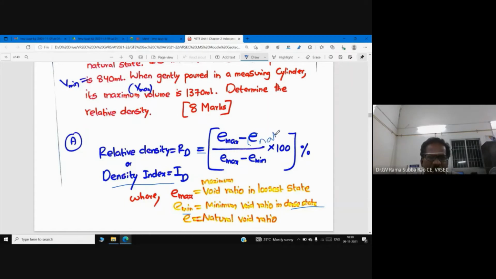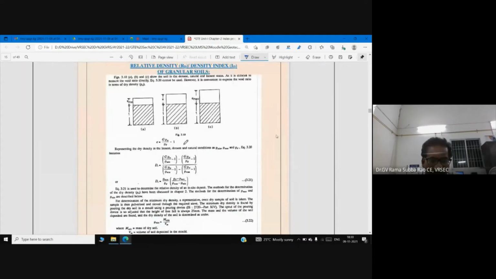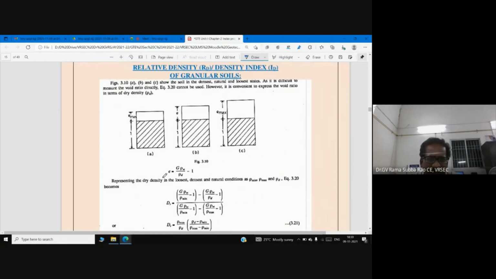Many times we find difficulty in understanding void ratio, especially determining void ratio. If you don't have sophisticated equipment to determine void ratio, we have a simple equation: e = (G ρw / ρd) - 1. You can see my previous lecture on these fundamental relationships. Sometimes you want to write e max, e min. If you write e max, it is ρd min. If you write e min, it is ρd max, because specific gravity of solids remains constant and density of water remains constant.